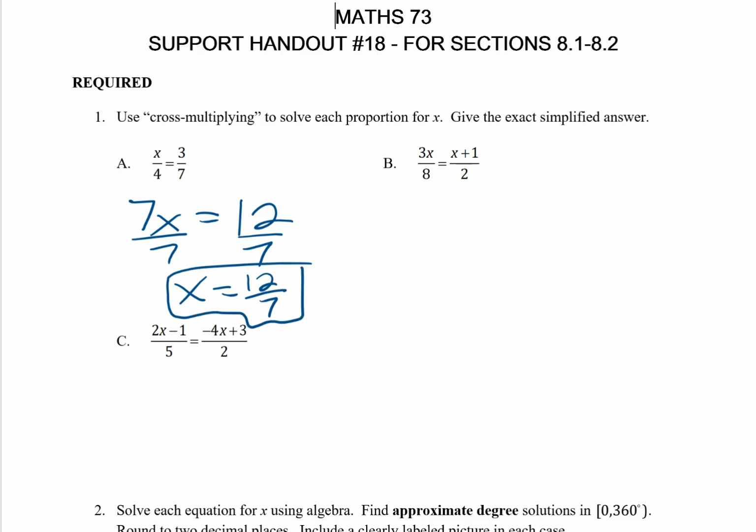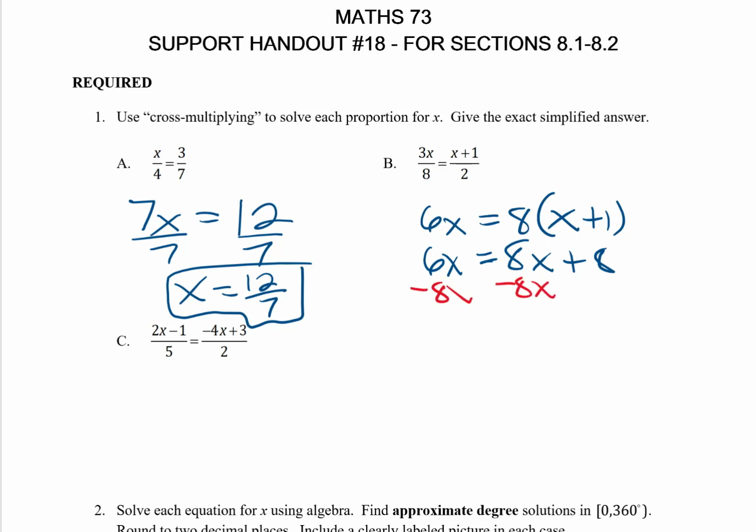Part B, I can do the same thing. 3x times 2 would be 6x. That's going to be equal to 8 times x plus 1. Now I just have some simple algebra to do. Distribute the 8. I will move that 8x over to the other side by subtracting. That gives me negative 2x equals 8, and divide by negative 2, and I'm all done. x turns out to be equal to negative 4.